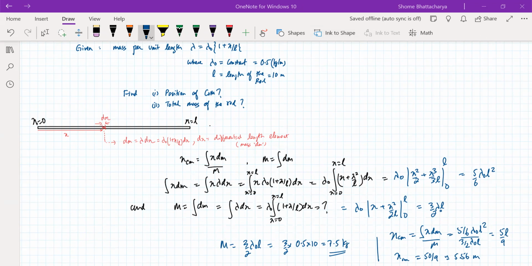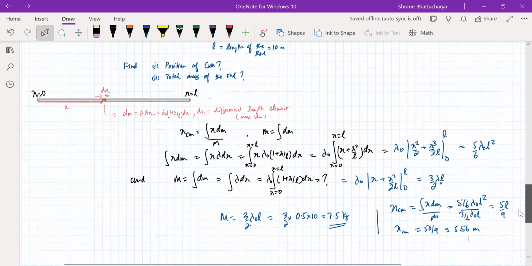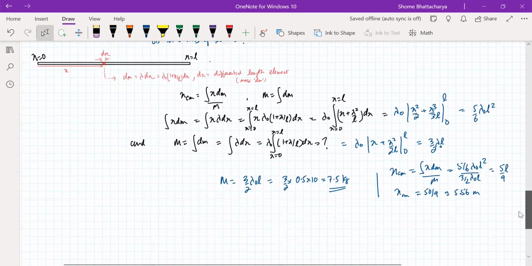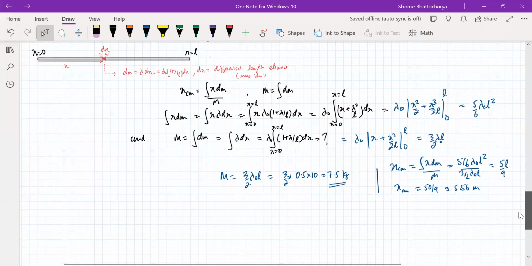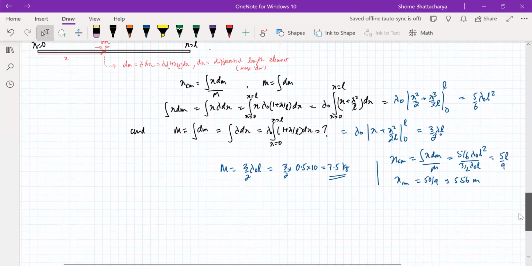Okay, so I hope the calculation is clear to everyone. Yes, the lower limit of both the integrations is just 0, because x equal to 0 will give us 0. So just replace x with L in that expression and you will get the values. Okay, 5 by 6 lambda naught L square and 3 by 2 lambda naught L.